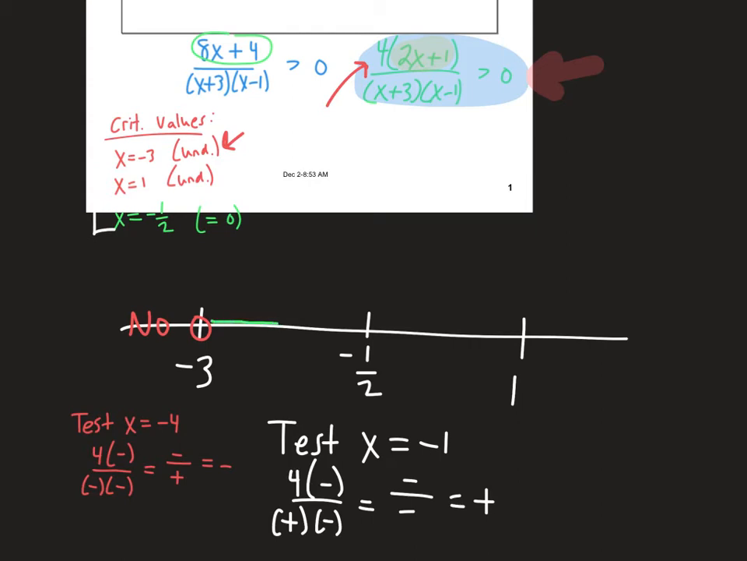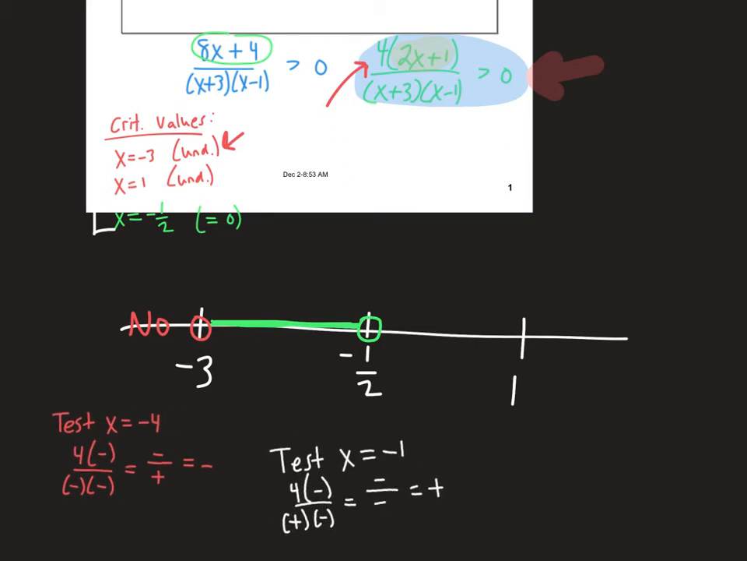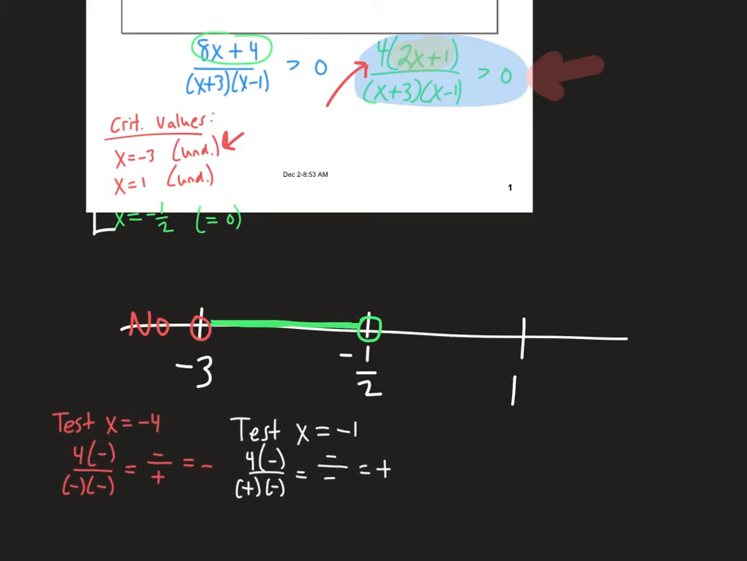All these numbers work, but when we get to -1/2 itself, that actually makes the expression equal 0. And in this problem, we have to be greater than 0, so that needs to be an open circle there as well. So we have these numbers in between, but the endpoints are open circles. Okay, let's see what else we got. If we want to test something between -1/2 and +1, why don't we test 0? It's one of my favorite numbers to check. Let's test x equals 0.